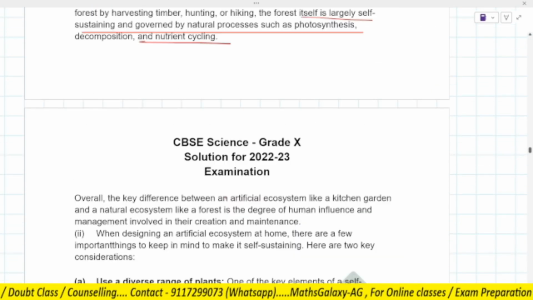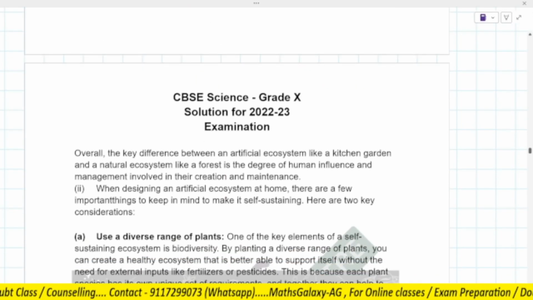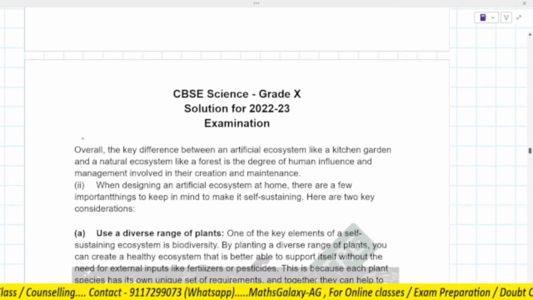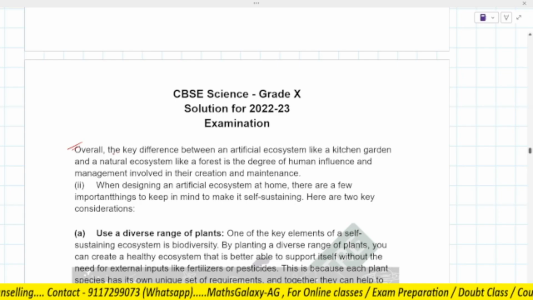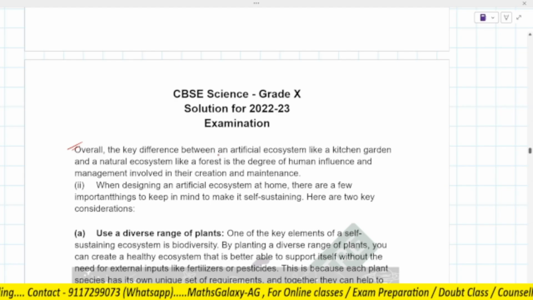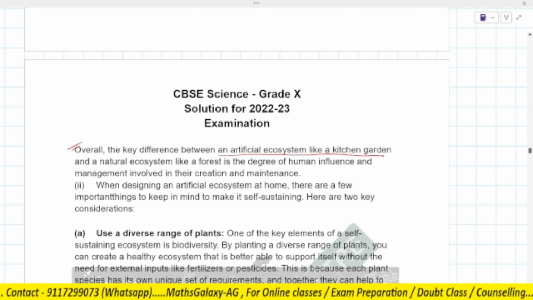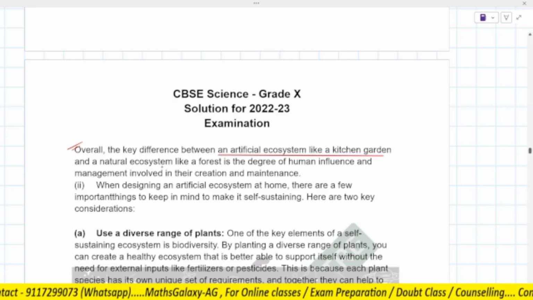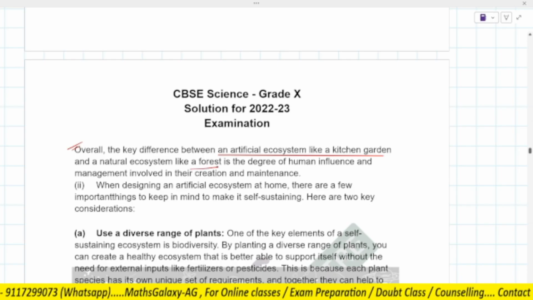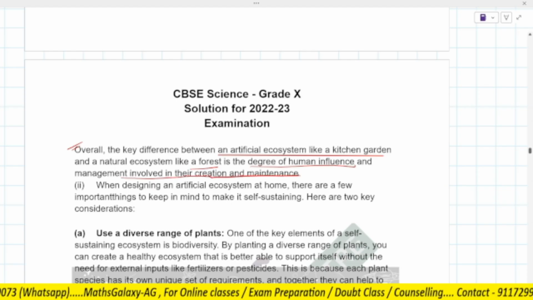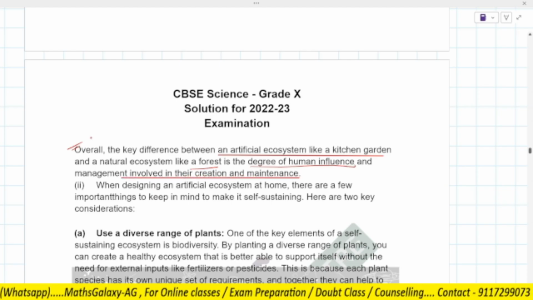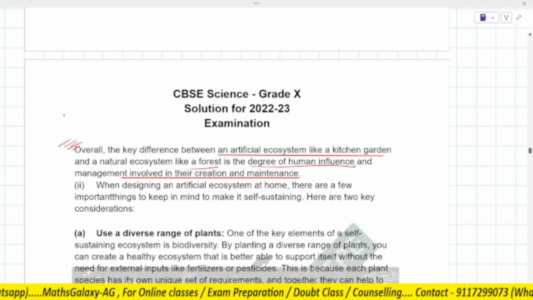Okay. Here there is more explanation for the first one. The key difference between an artificial ecosystem like a kitchen garden and a natural ecosystem like a forest is the degree of human influence and management involved in their creation and maintenance. So you can also write this line or this one.